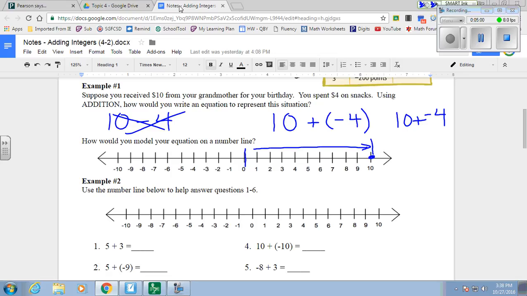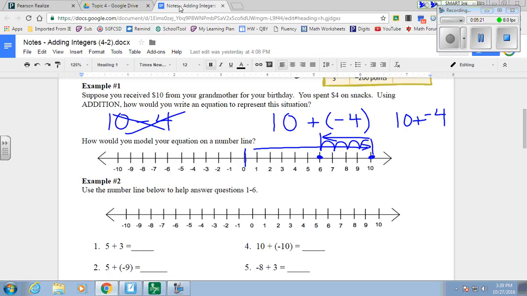And then plus negative 4, that means the direction that I'll be moving is to the left. So I'm going 1, 2, 3, 4, which ends me at the 6. I'm following the flow of the arrows. So you want to put these lines a little bit higher so you can follow where you're going.